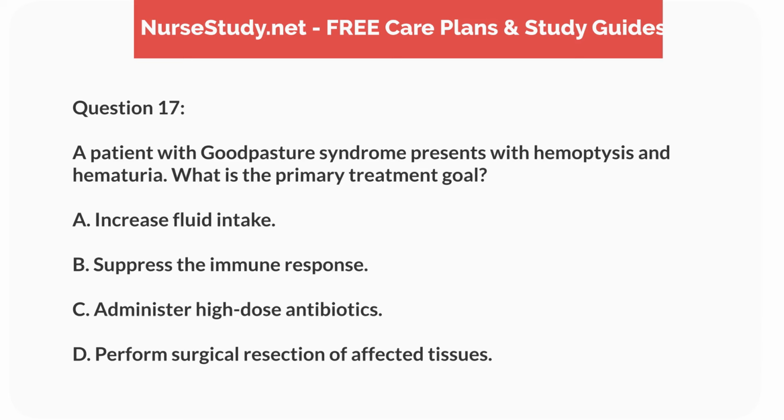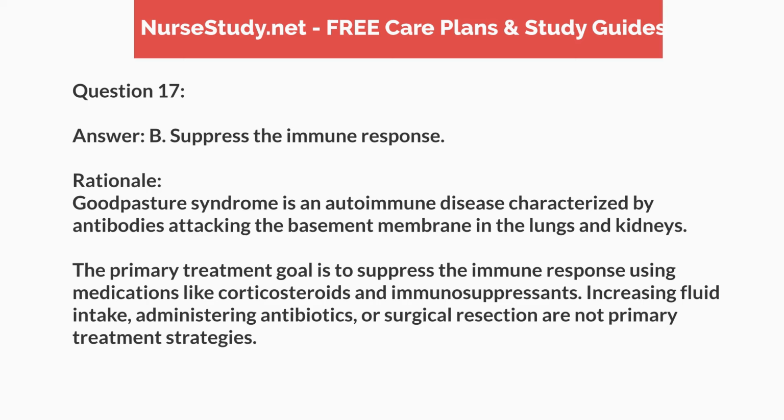Question 17. A patient with Goodpasture syndrome presents with hemoptysis and hematuria. What is the primary treatment goal? A. Increase fluid intake. B. Suppress the immune response. C. Administer high-dose antibiotics. D. Perform surgical resection of affected tissues. Answer. B. Suppress the immune response.